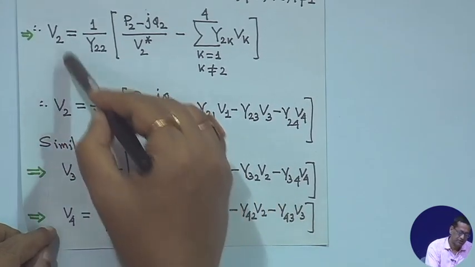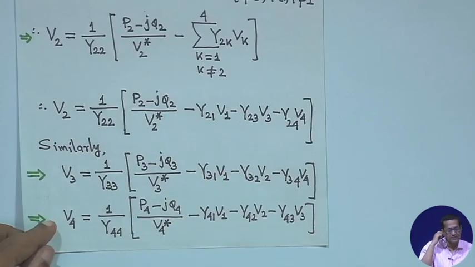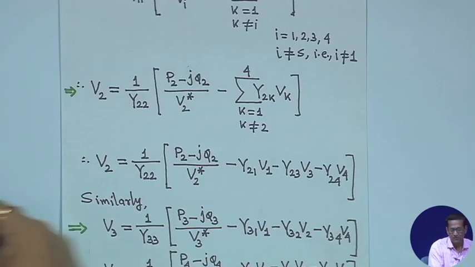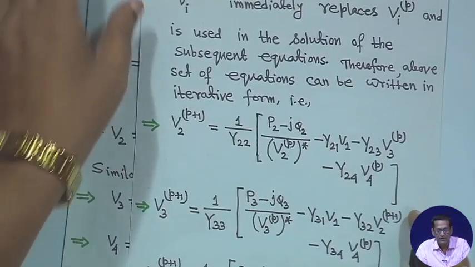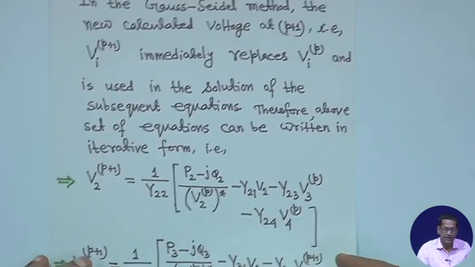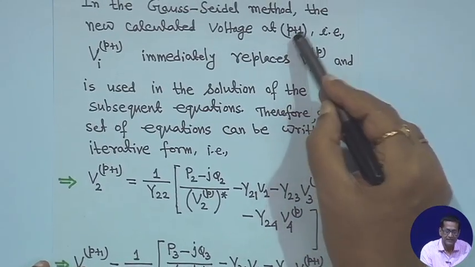These are the V_2, V_3 and V_4 equations, three equations, because it is a 4 bus problem and bus 1 is the slack bus. So, how can one solve it? Now, in the Gauss-Seidel method, the newly calculated voltage at the (p plus 1) iteration, where p is the iteration count.